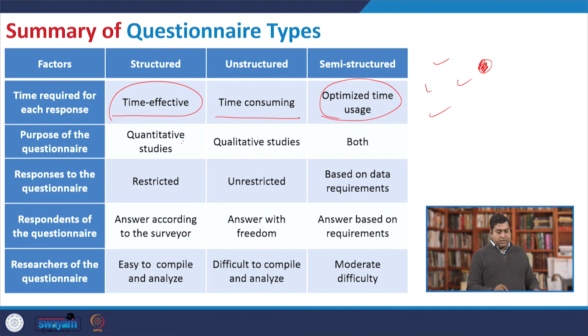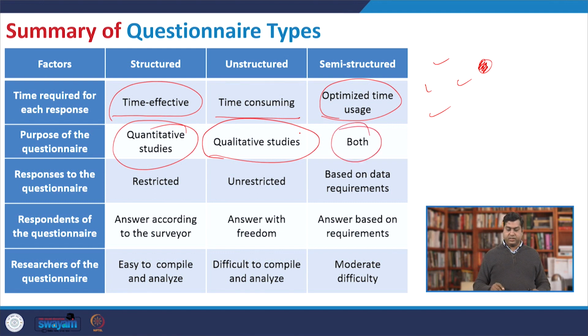Purpose of the questionnaire: mostly for quantitative study we go for structured, where we just quantify the information in terms of some descriptive statistics, or we can further utilize it for some other advanced analysis. For unstructured, it is much more of qualitative studies that we use, and for semi-structured it's a combination of both. Now, responses to the questionnaire from the respondent side, it is restricted.